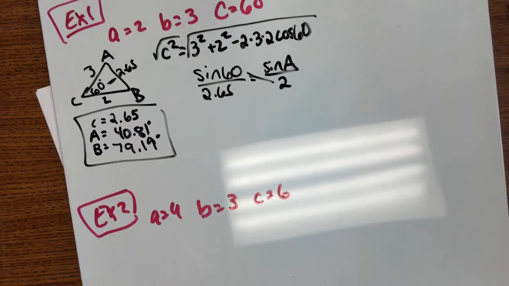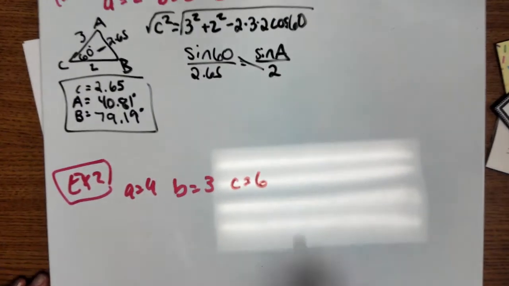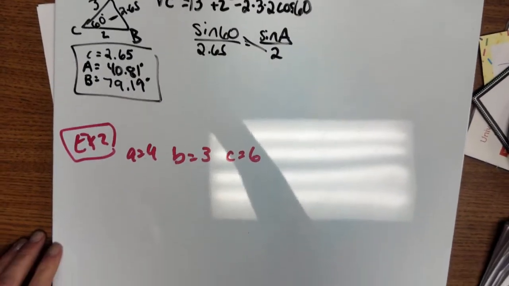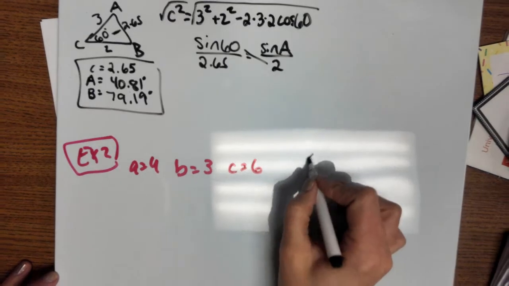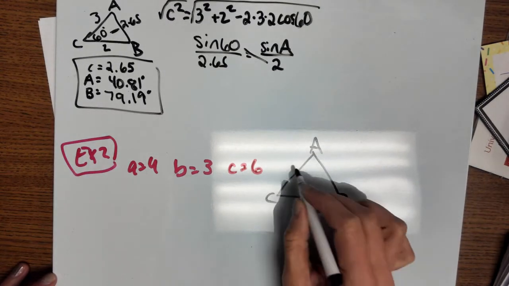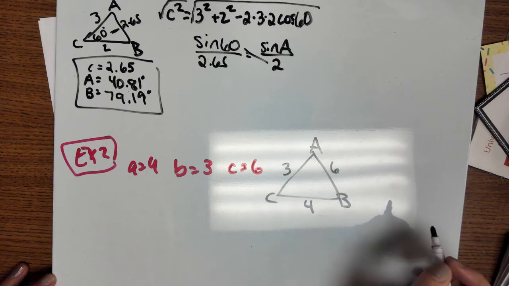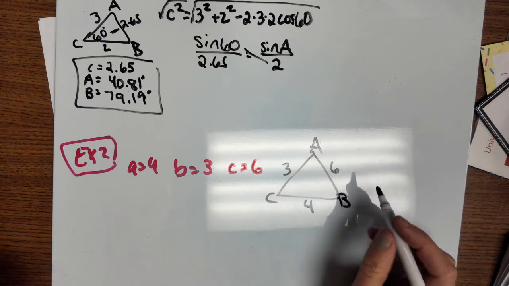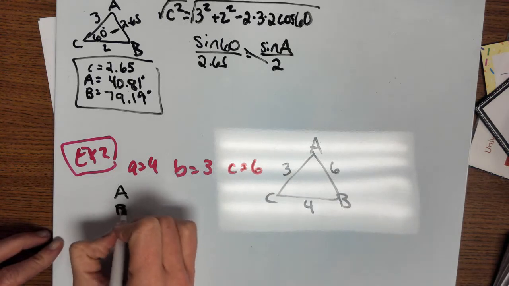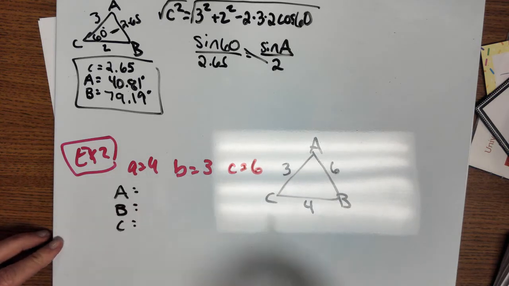The second form is going to be a side, side, side. So it's just a little bit more involved. Let me move this real quick. So draw what you know. We've got triangle ABC. A is 4, B is 3, C is 6. Cannot do law of sines because we don't have any angles, so that means we have to do law of cosines. I'm looking for angle A, angle B, and angle C.